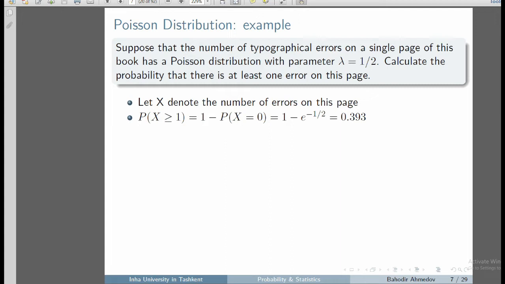What is the average value? What is the expected value for the Poisson distribution? If I say, hey, x has the Poisson distribution with parameter lambda, which is equal to 1 over 2, what is the expectation of x? What is the expected value of x?